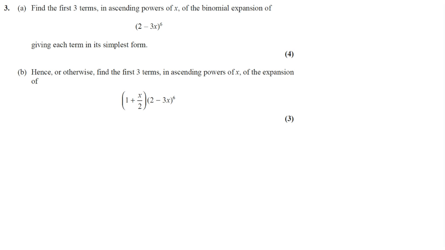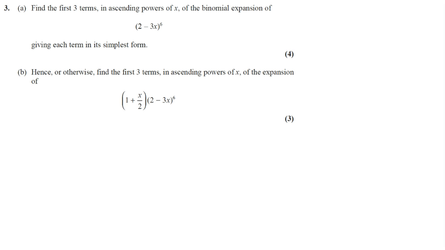Now, if you were to expand this out the long way, you'd have to do 2 minus 3x, multiplied by 2 minus 3x, multiplied by 2 minus 3x, etc. And you'd have 6 of those brackets. You'd have to expand the first 2 out, then times it by another 2 minus 3x, and so on. And that will take you a very long time.